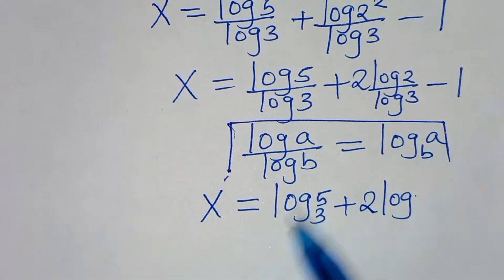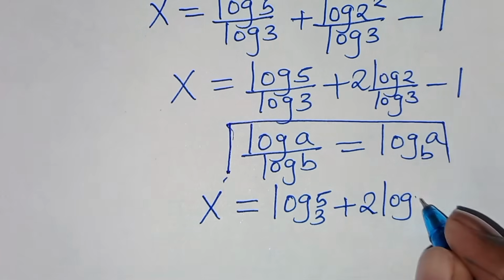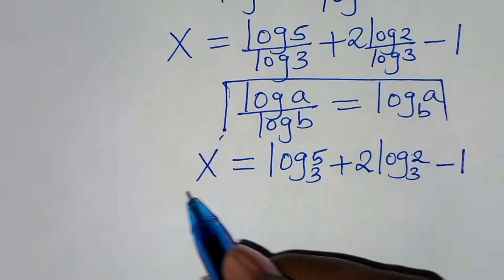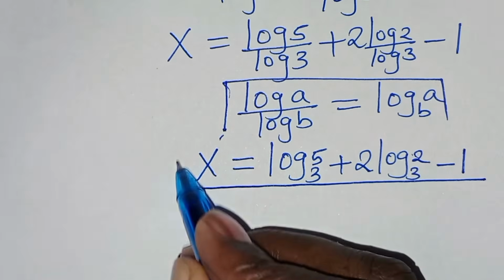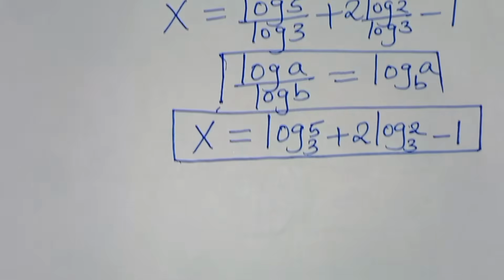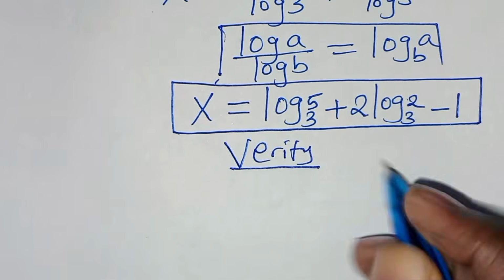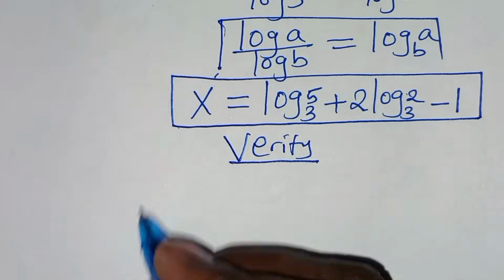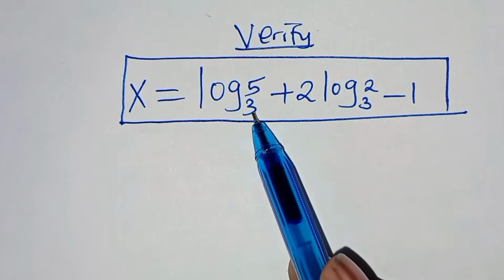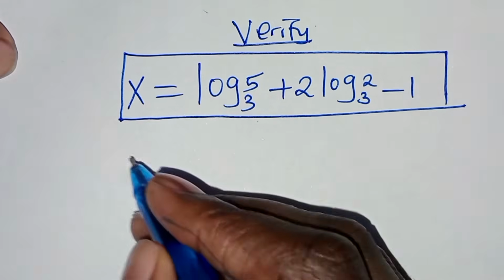Applying this logarithm property, we can express x as log 5 to base 3, then plus 2 log 2 to base 3, then subtract 1. So this is the value of x. So let's verify that this value of x satisfies the equation. Let's verify that the value of x, which is log 5 to base 3, plus 2 log 2 to base 3, minus 1, satisfies the equation.